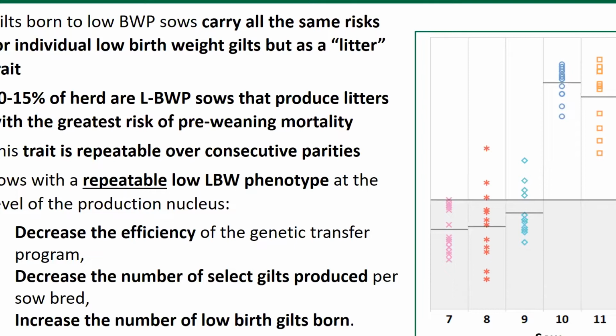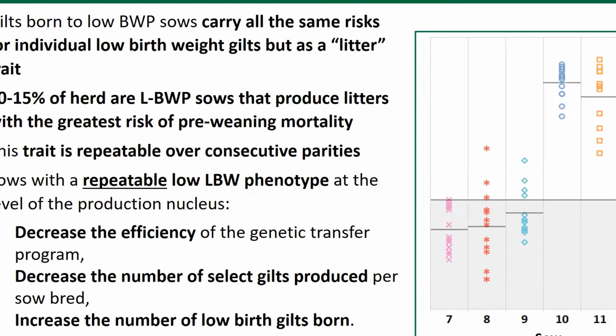These sows with a low birth weight phenotype account for about 10 to 15% of your herd, and they're going to produce litters with the greatest risks of pre-weaning mortality. And these low birth weight sows, although they're only 10 to 15% of the herd, disproportionately produce more of the small birth weight pigs across the entire herd. Unfortunately, this litter trait is repeatable. So once a gilt has it, she'll likely have it in her parities, but it's also a real opportunity that we're able to better manage this.